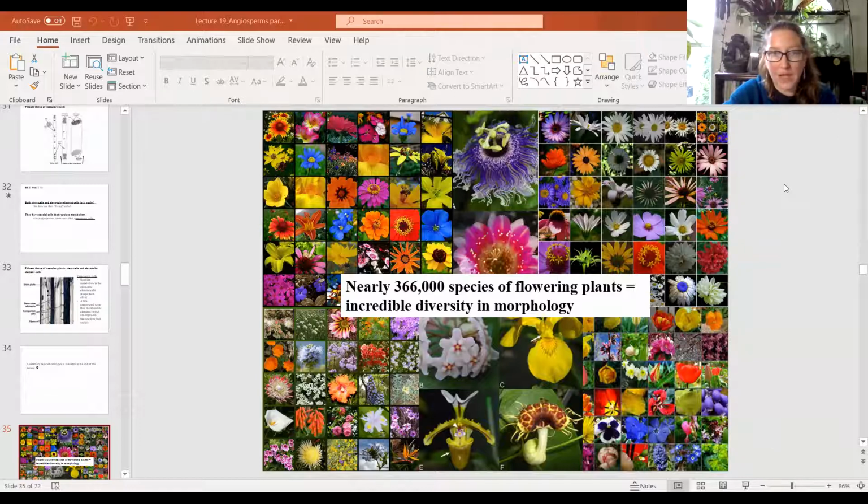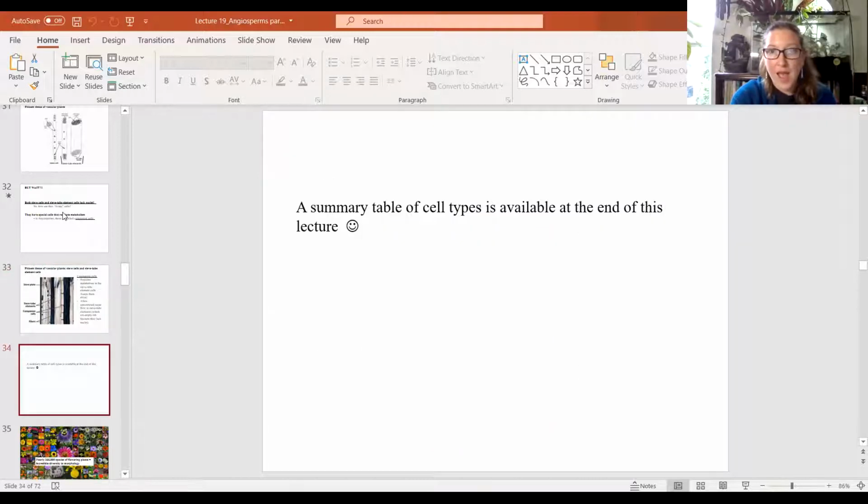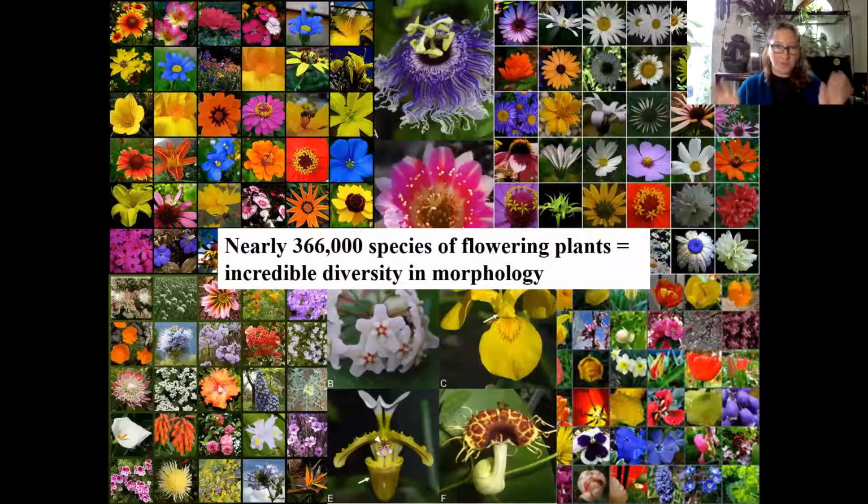I'm going to pull it up big. Last time we covered cells, right? We covered vessel elements, so xylem tissue, phloem tissue. That's what we covered last time. And just as a reminder, at the end of this lecture, there's a nice summary of all the different cell types and their characteristics. But let me pull this up big. All right, so we've got to move.